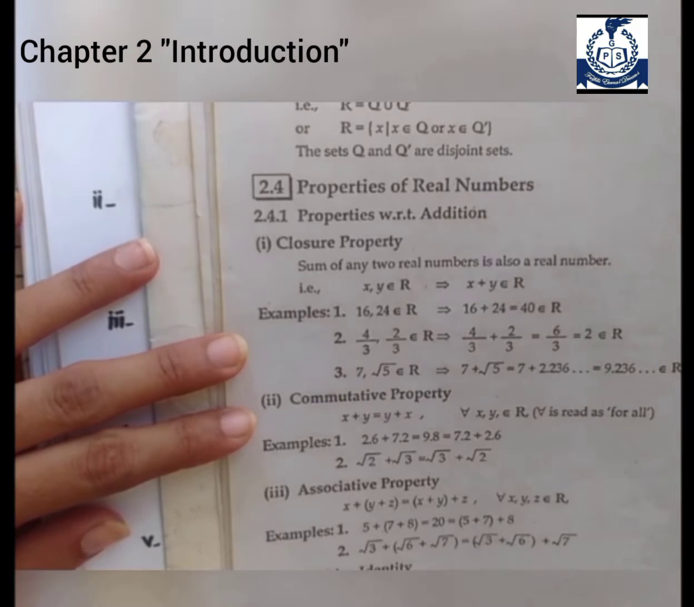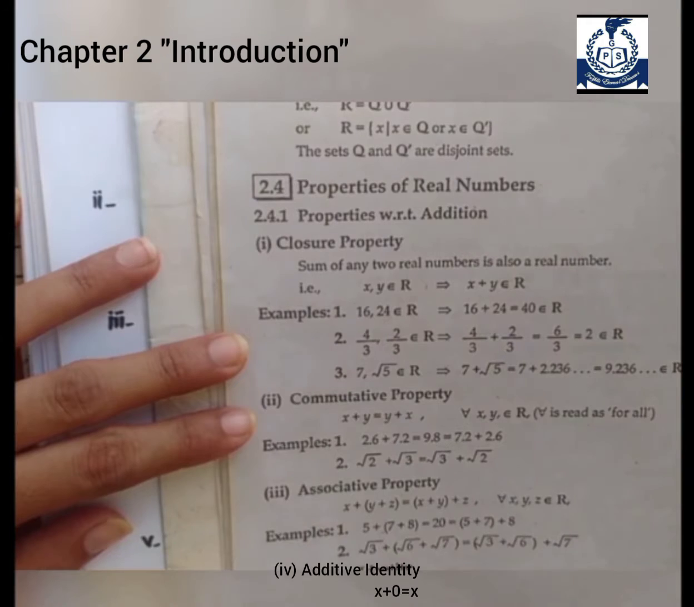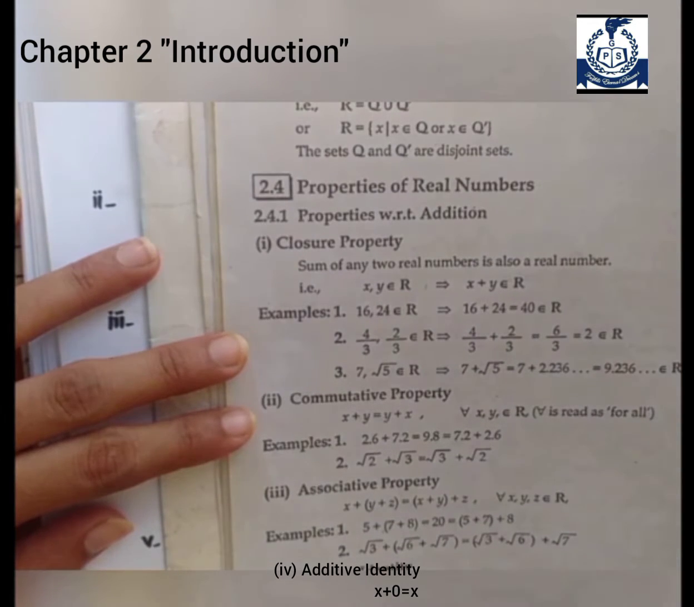In associative property we work on three values. So this is the difference between commutative property and associative property.